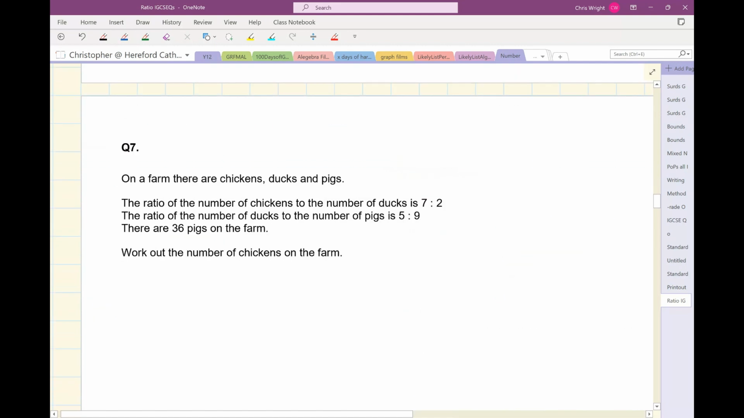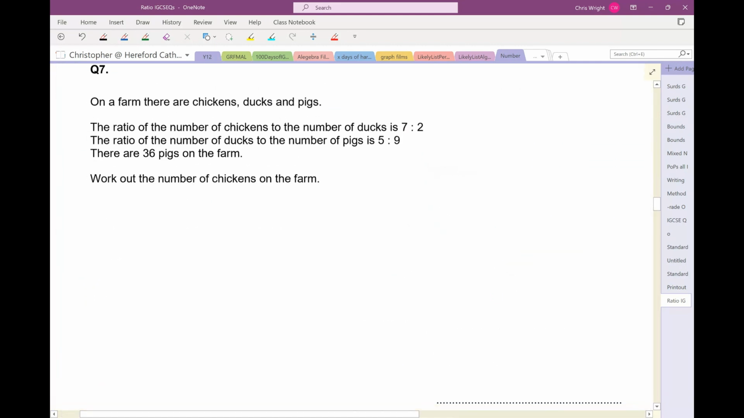Question 7. On a farm, there are chickens, ducks, and pigs. Chicken, duck, pig. The ratio of the number of chickens to the number of ducks is 7 to 2. The ratio of the number of ducks to the number of pigs is 5 to 9. There are 36 pigs on the farm. Work out the number of chickens on the farm.